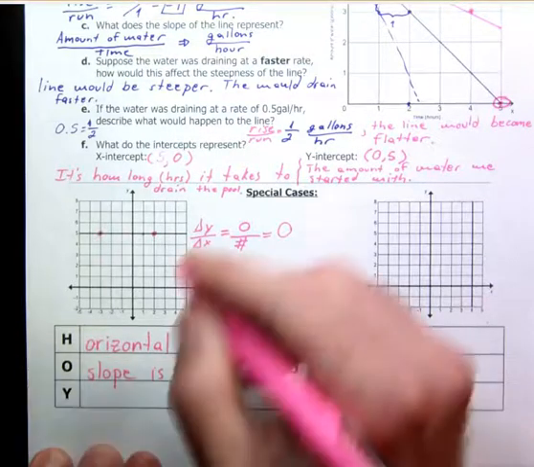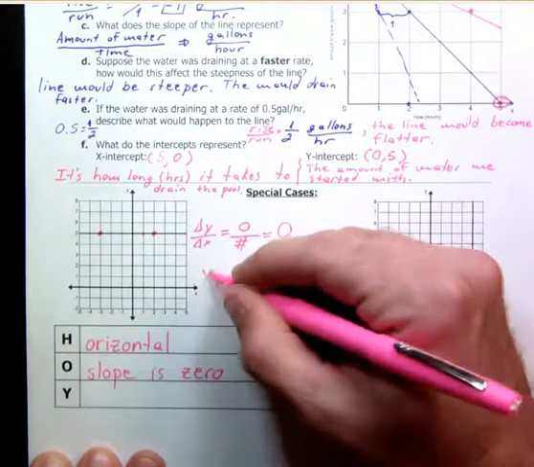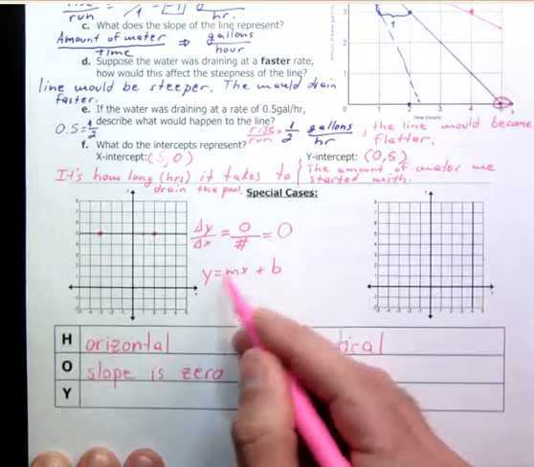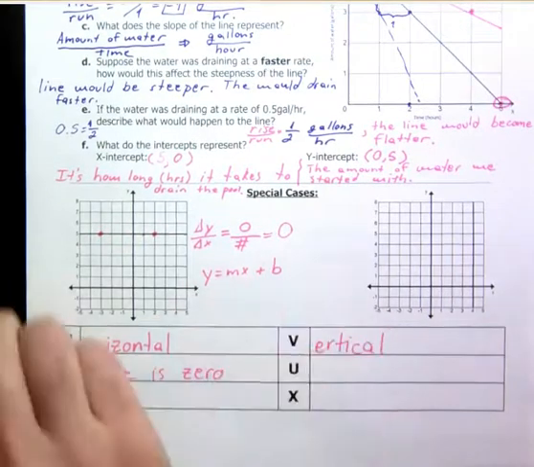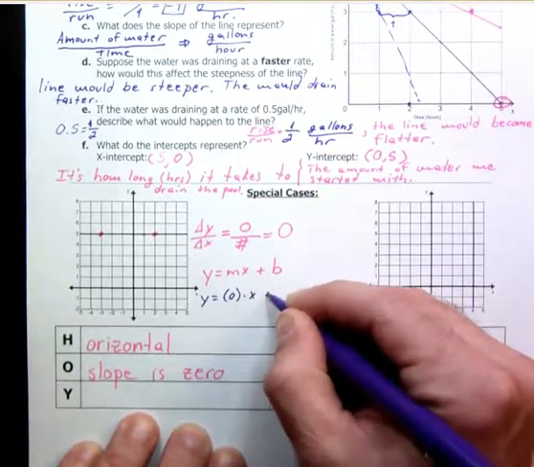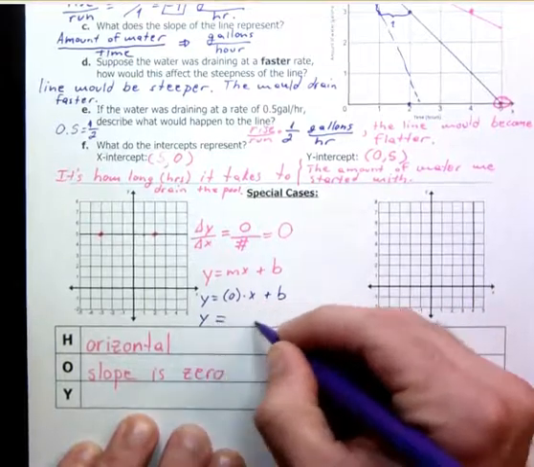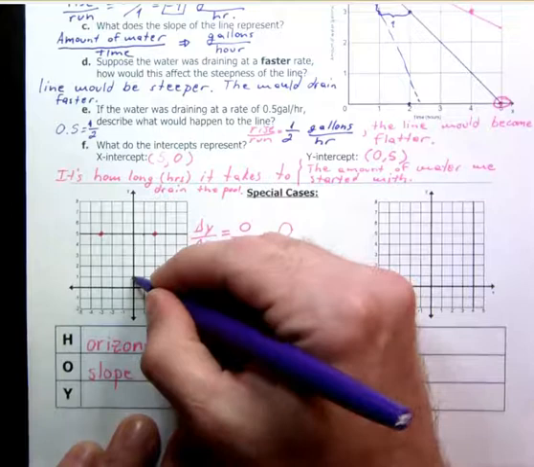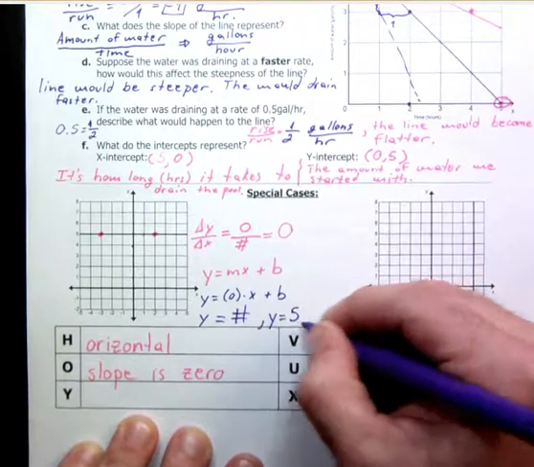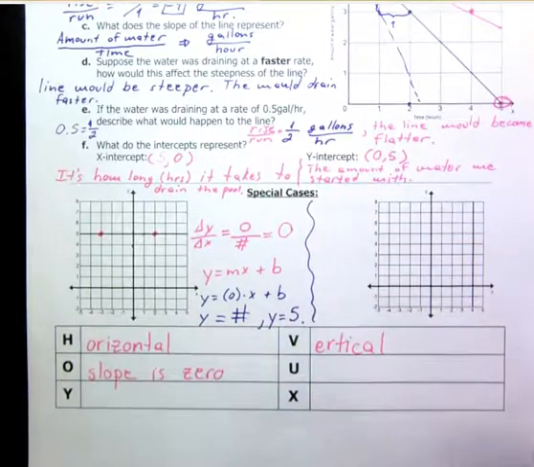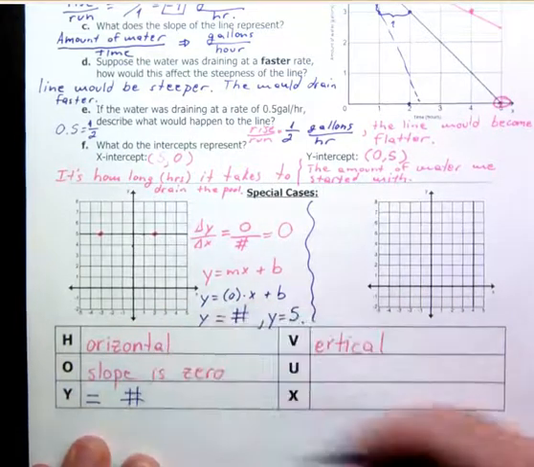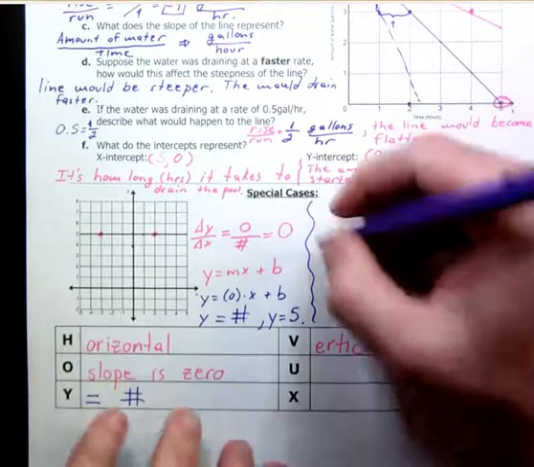And the equation, if you remember, y equals mx plus b. If my m is 0, zero times anything is 0, so my equation just becomes y equals b, which in this case is 5. So it's just a number. So y equals number.